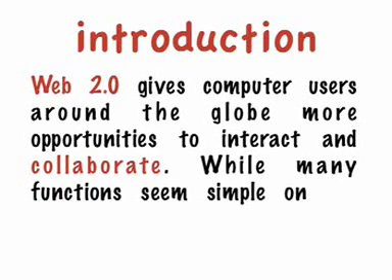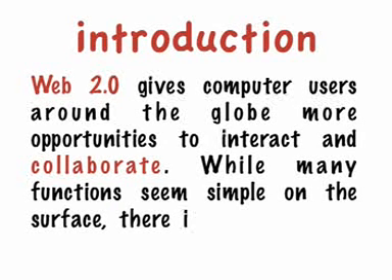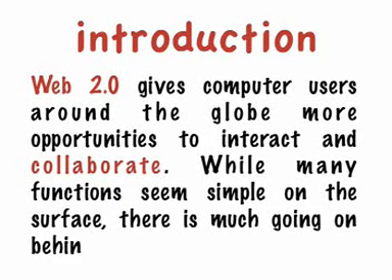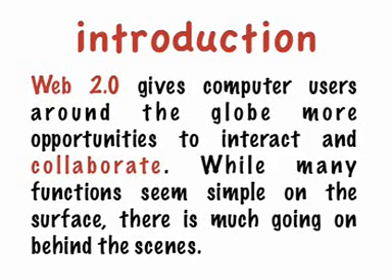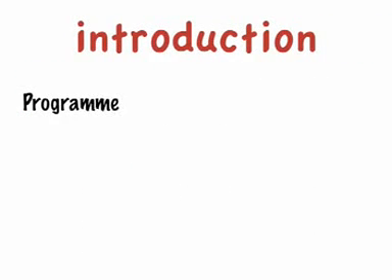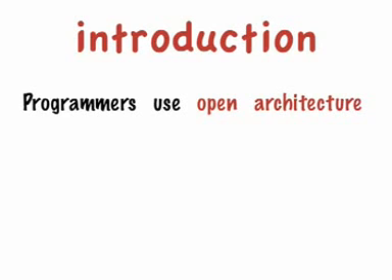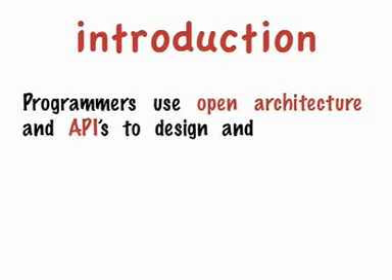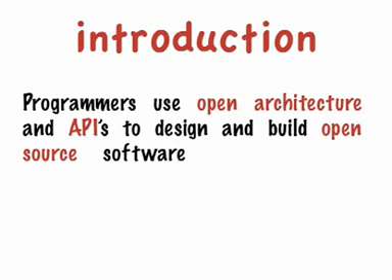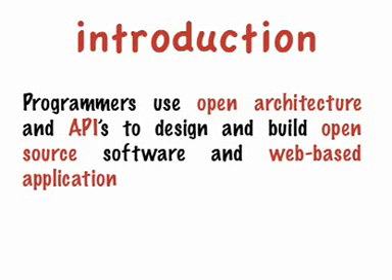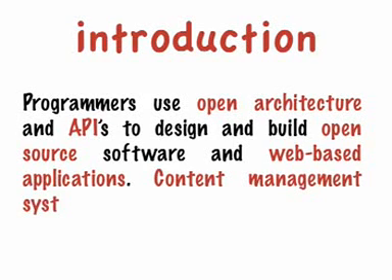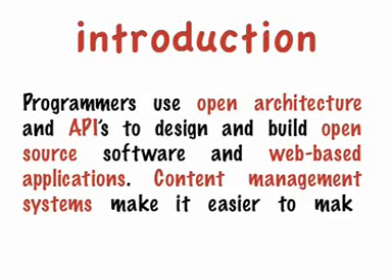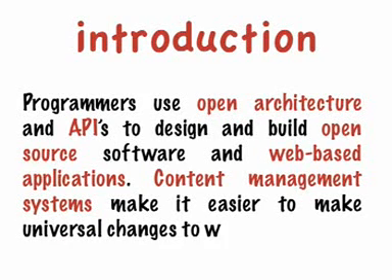While many functions seem simple on the surface, there is much going on behind the scenes. Programmers use open architecture and APIs to design and build open-source software and web-based applications. Content management systems make it easier to make universal changes to websites.